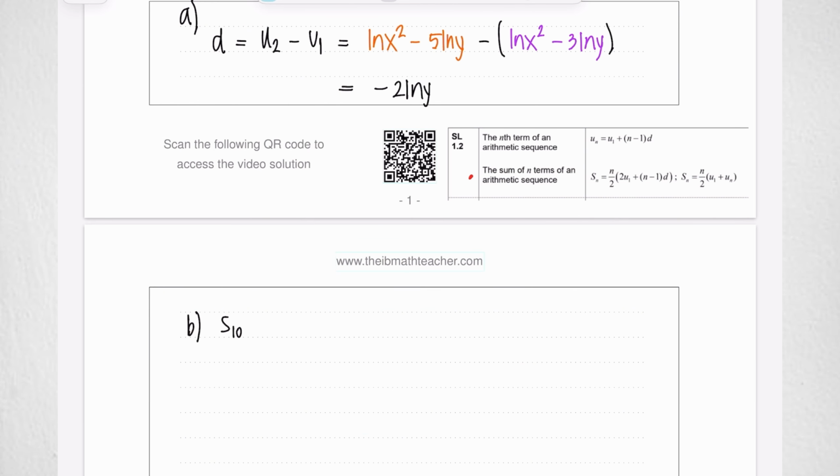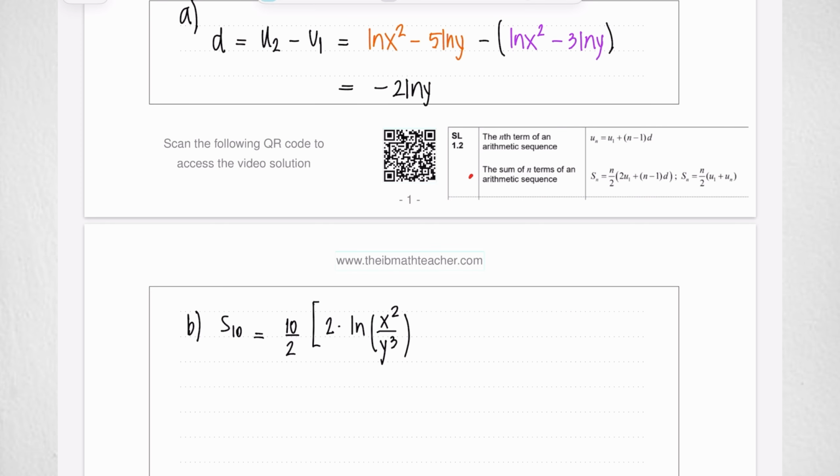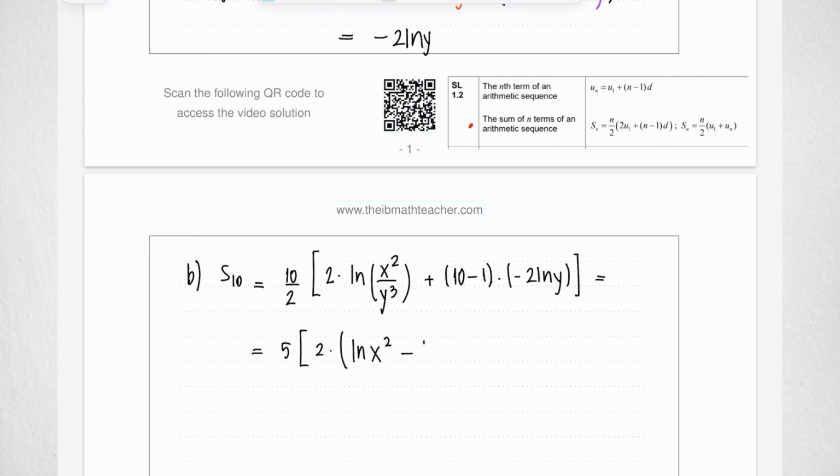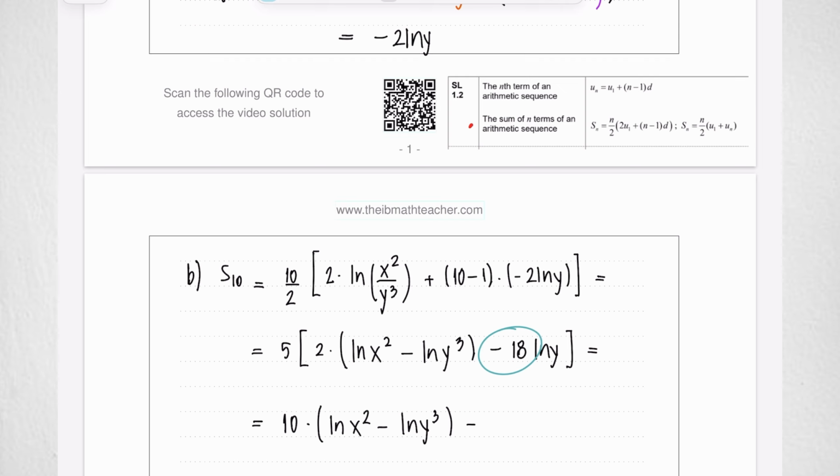Meaning that for question B, we have S10 as 10 over 2 times 2 times u1, which is the first term, ln of x squared over y cubed, plus n minus 1 times the difference, negative 2 ln of y, which means that we have 5 times 2 times, and then we can expand this log, ln of x squared minus ln of y cubed, plus 9 times negative 2, which is the same as negative 18 ln of y. So we have 10 times ln of x squared minus ln of y cubed minus 18 times 5, 90 ln of y.